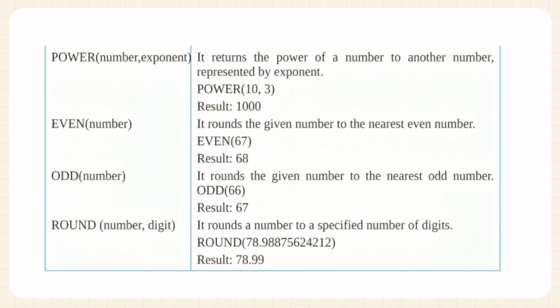ODD(number) rounds the given number to the nearest odd number. Example: =ODD(66). ROUND rounds a number to a specified number of digits. Example: =ROUND(78.98875624212, 2). Result: 78.99.